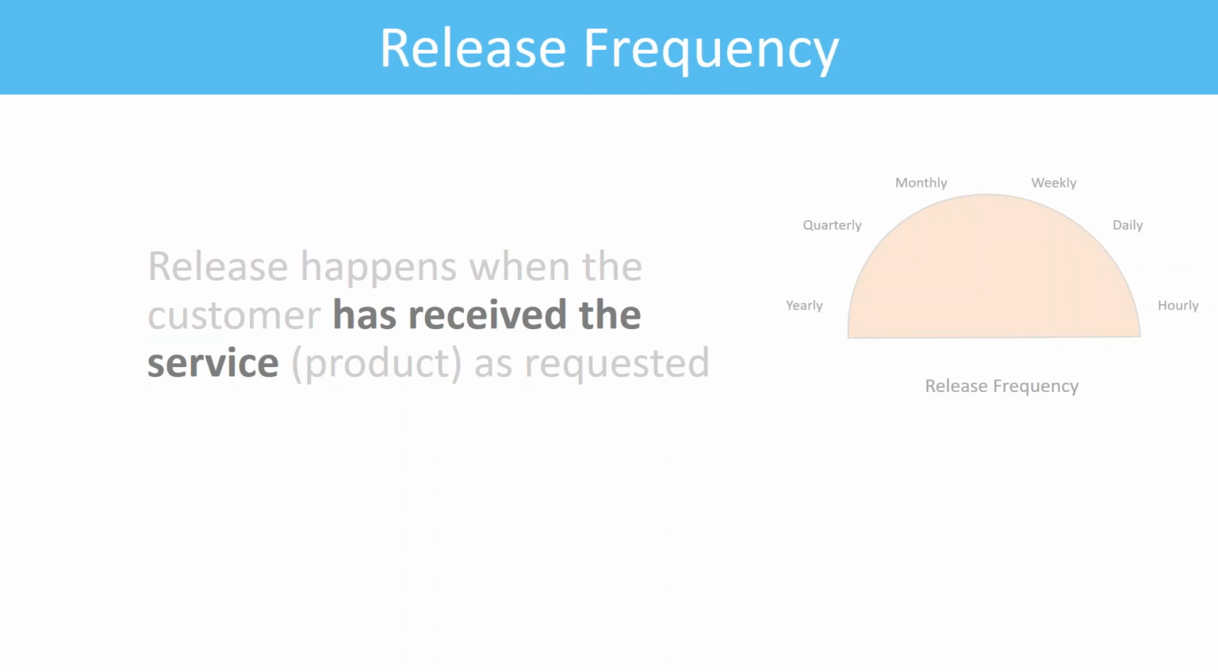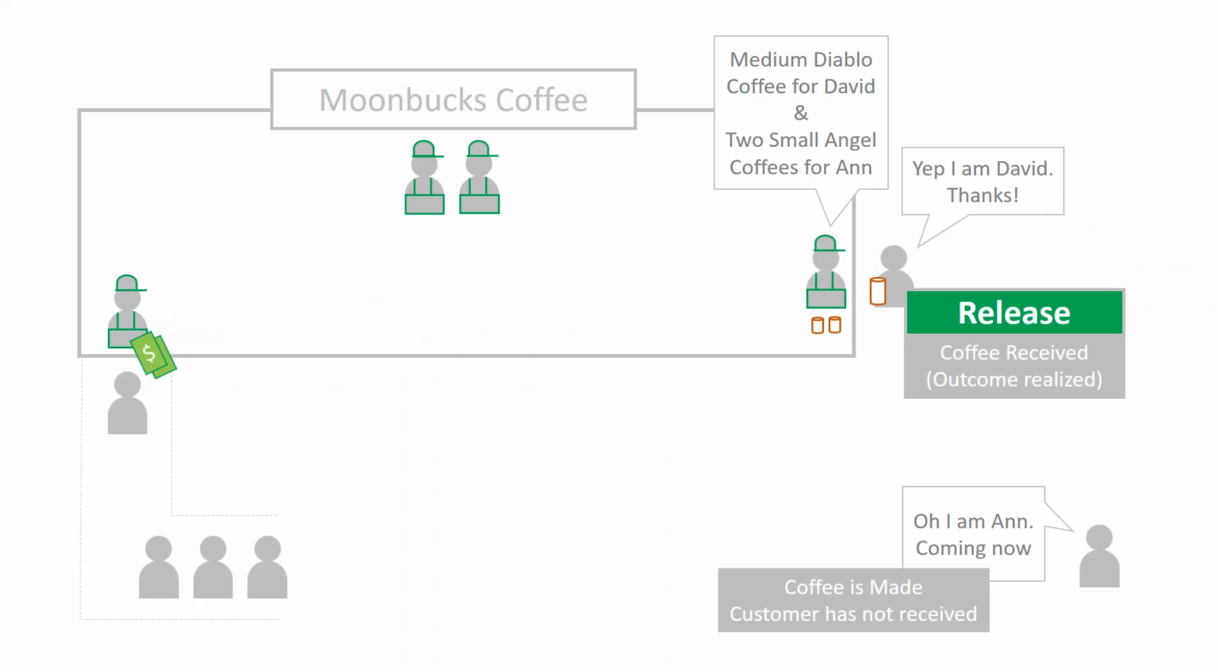Let's look back at Moonbucks for an example. On the right side of the diagram, you can see there's a barista calling out medium Diablo coffee for David and 2 small Angio coffees for Anne. And then David is there already right beside the barista saying, yep, I'm David, thanks. He has received his Diablo coffee from the barista. That's a release from our definition because the customer has got their request fulfilled and it's actually in their hands.